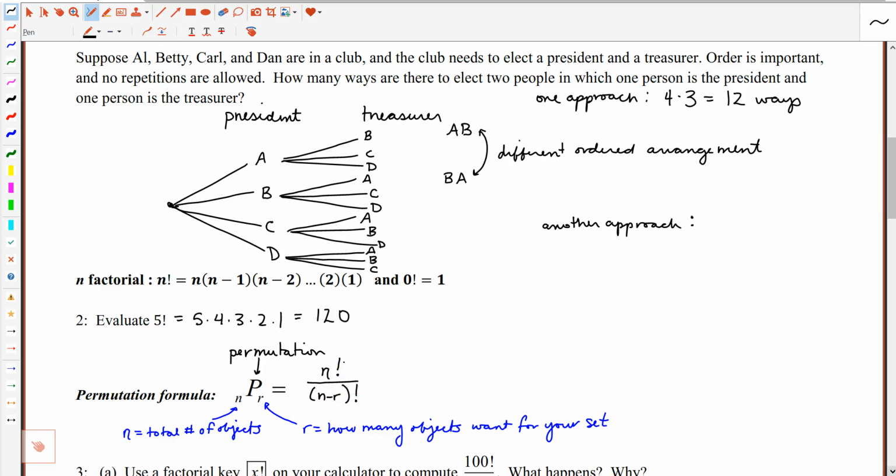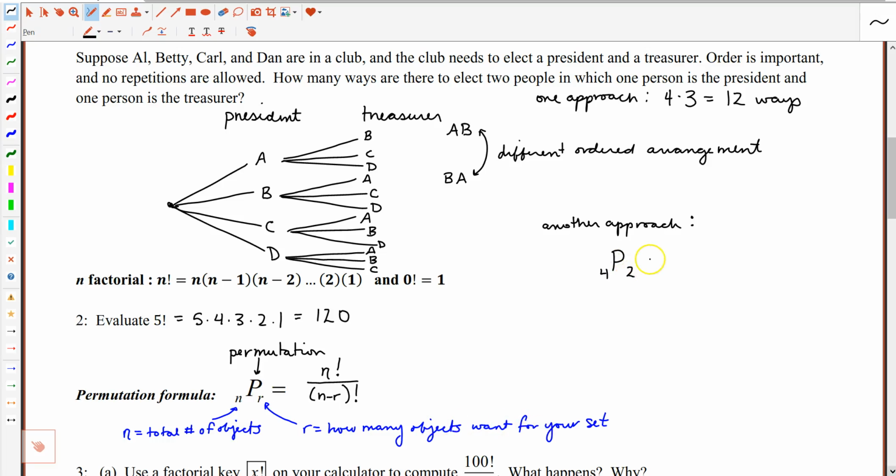Okay, so let's see how that relates to this scenario with these people being elected. Order is important, which is why this is going to be a permutation. So I put a big P for a permutation. To the lower left, I'm going to write how many people there are to pick from. There are 4 people available, Al, Betty, Carl, and Dan. And then how many of them do I want for my actual election? I would want to fill 2 spots. That would be the value for R, which I would write to my lower right.